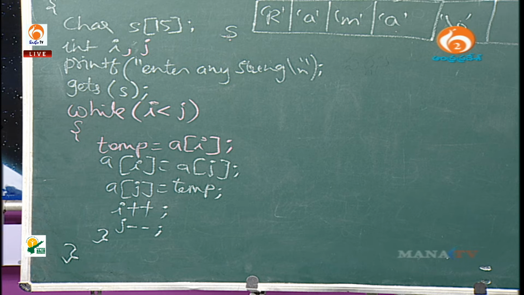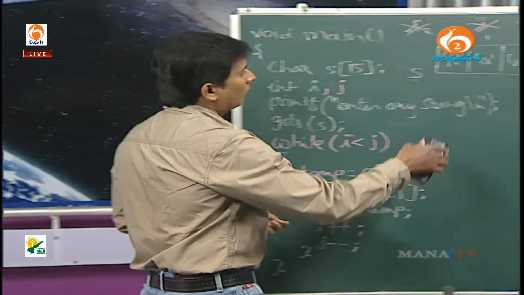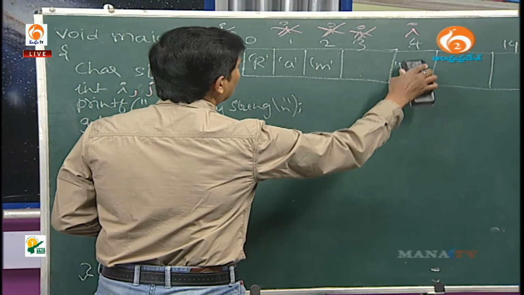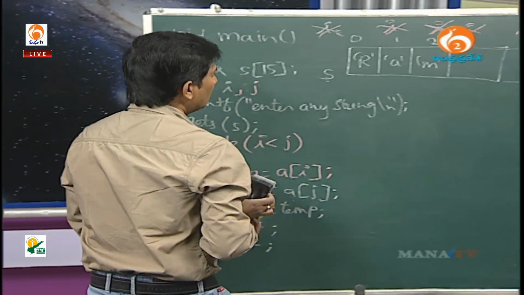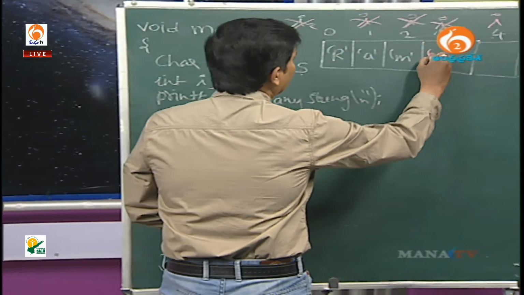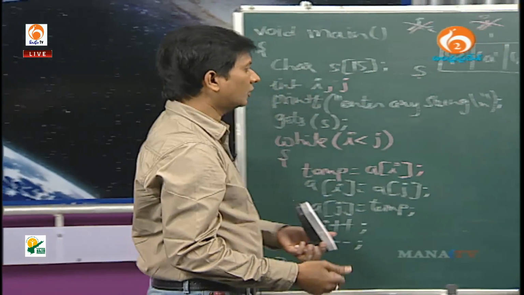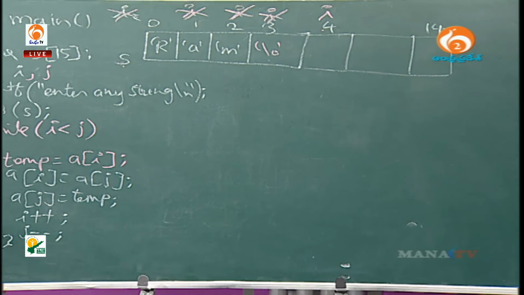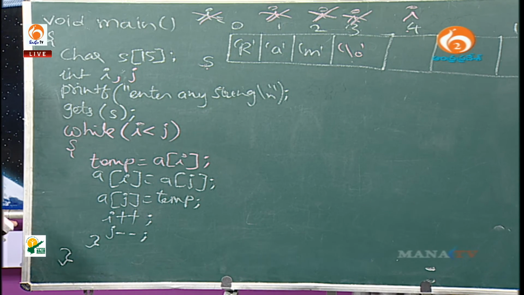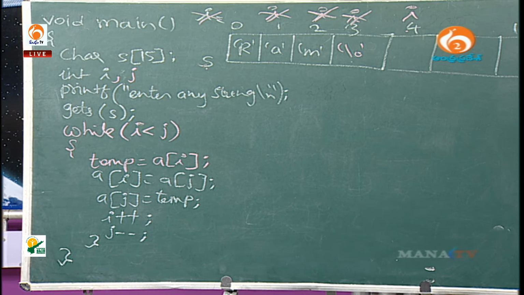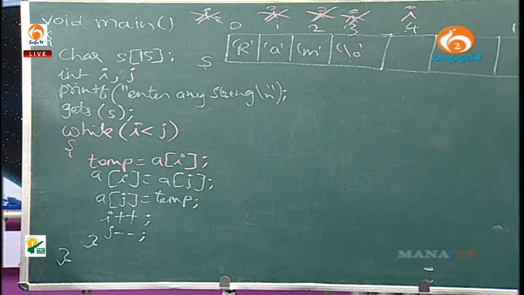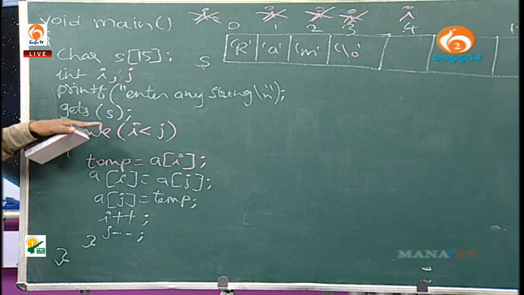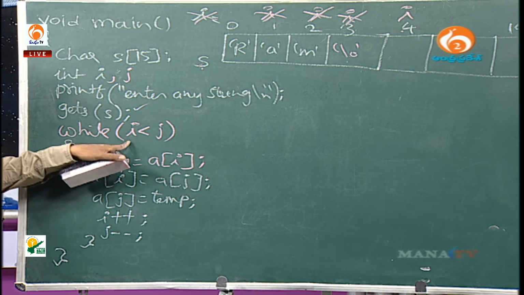Okay. I want to display the string in reverse order. This is the logic for the reverse of a string. For example, this string is this one. Next, enter any string, we have read the string. Okay. I is less than 5.